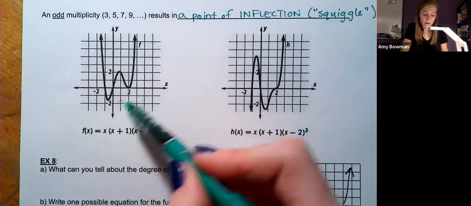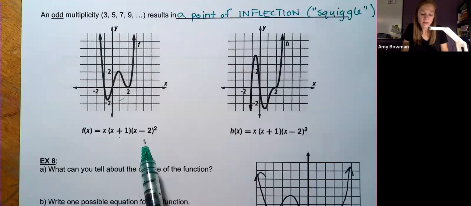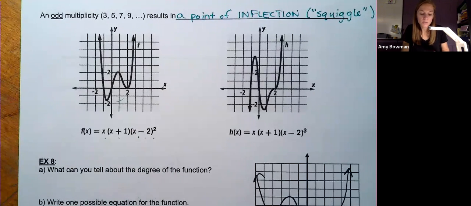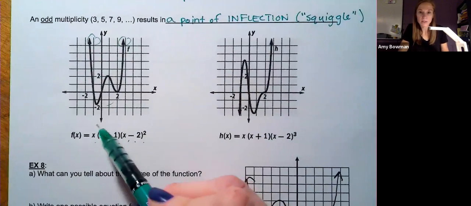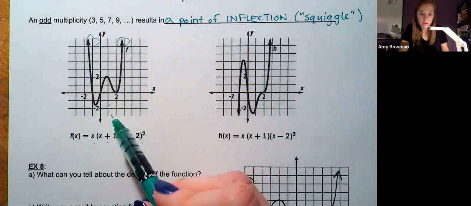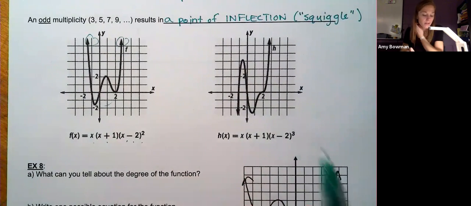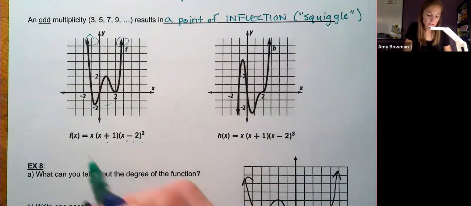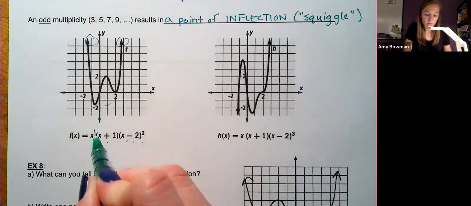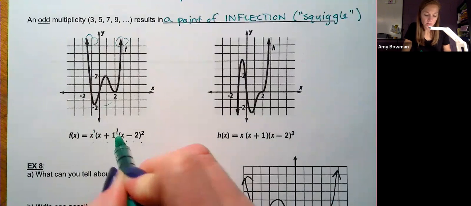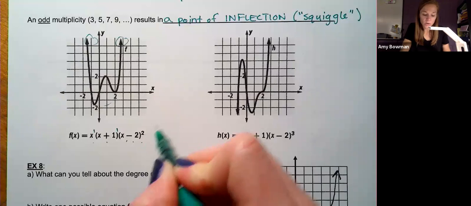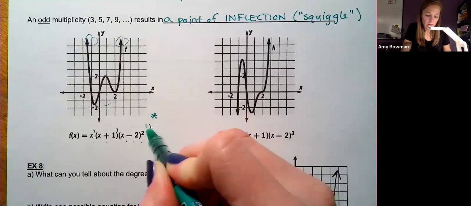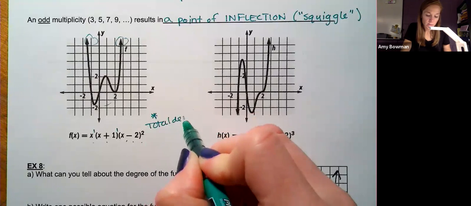So if we've got the graph right here of x times x plus 1 times x minus 2 squared, I just want to stop and notice the total degree. I see both ends going up. That means this must have a total degree of an even value. And the total degree is always going to be the sum of the multiplicities of each of the factors. So since x has degree 1, x plus 1 also has degree 1, and x minus 2 has multiplicity 2, this means the total degree is 4.